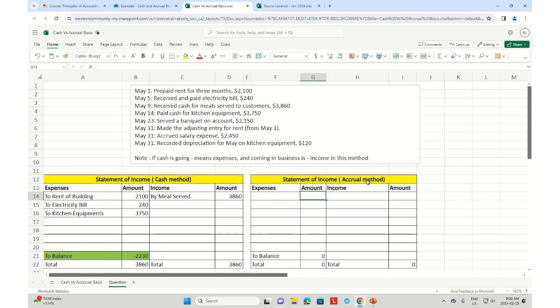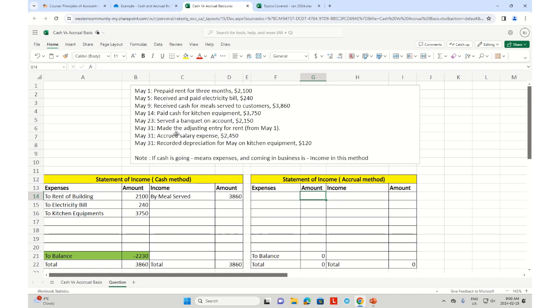On the other side, we have the accrual basis of accounting. Most of the time we use this method. So according to this method, we are going to start with the first transaction. May 1st, prepaid rent for the 3 months is paid. On that we will not write here, but if there is an adjustment at the end of the period, we will write some adjustment.